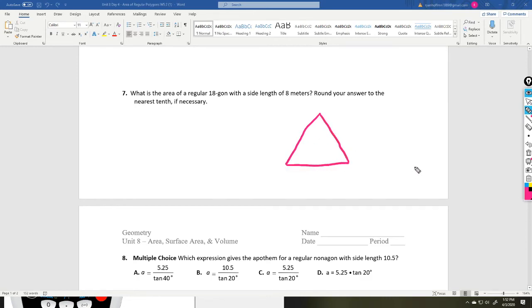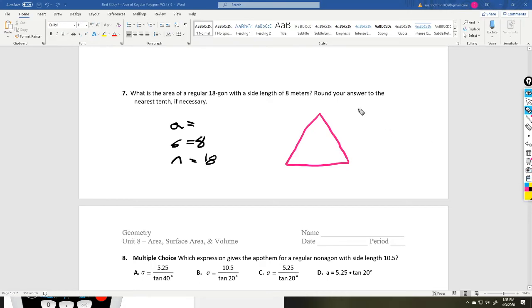So I can still do my step 1. I can still write out the given information. Apothem, we don't know it. Side length, we do know it. It says the side length is 8. And number of sides, well, it tells us that it's got 18 sides. So all we need to do is solve for the apothem.